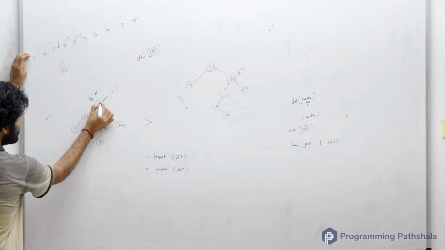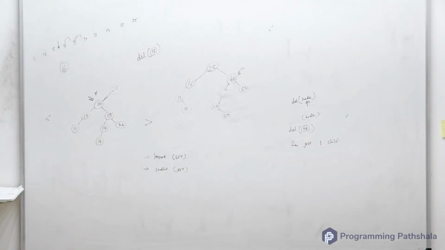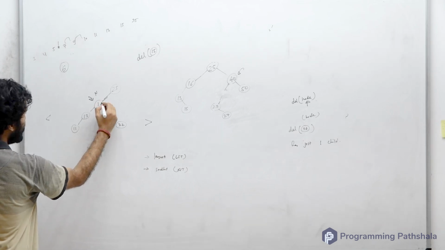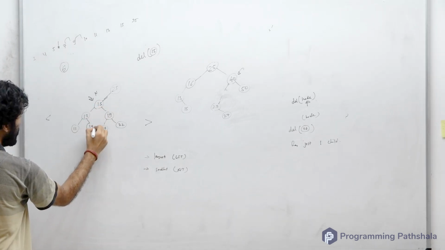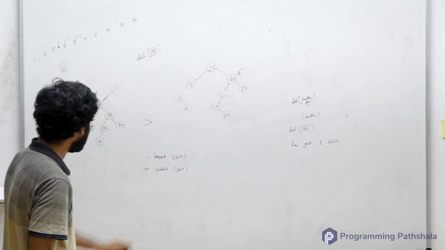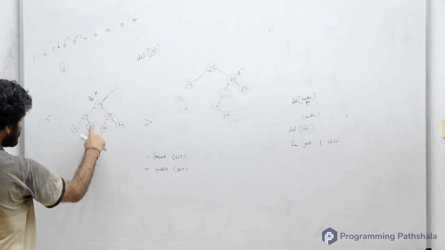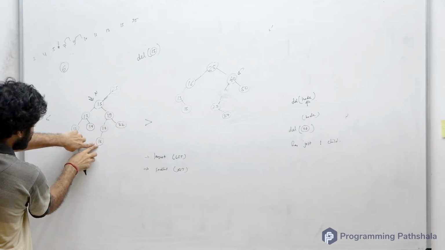You would have seen 14 coming in over here. Another option would have been, let's say you had a 15 and 14 over here. You could have picked the smallest from the right subtree. So what is the smallest in the right subtree? That is the 16.